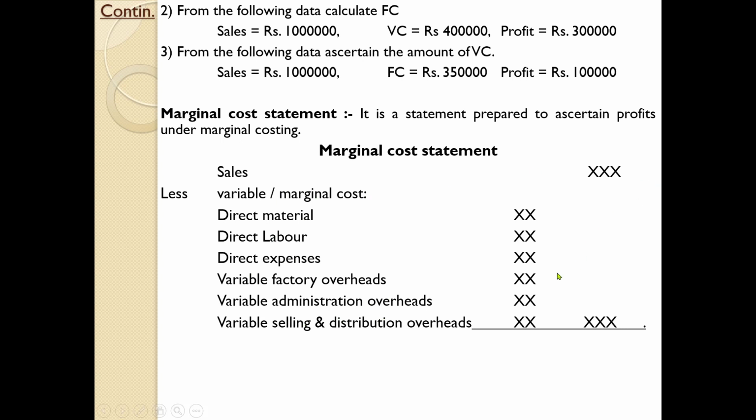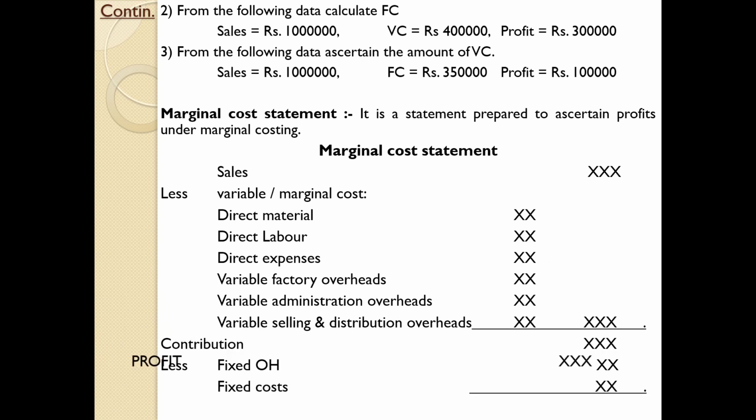So from sales, if you deduct all these items, you will get contribution during the period. It is the most vital part in the decision making process. And from contribution, if you deduct fixed items such as fixed overheads and fixed costs, you will get profit during the period. Profit is an important aspect from a business point of view, but for decision making, contribution is also important, and it is more important than profit when it comes to the marginal costing concept. That is the concepts regarding marginal cost and marginal costing technique.